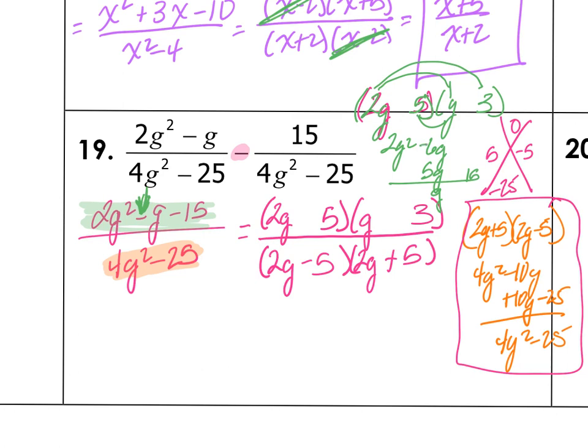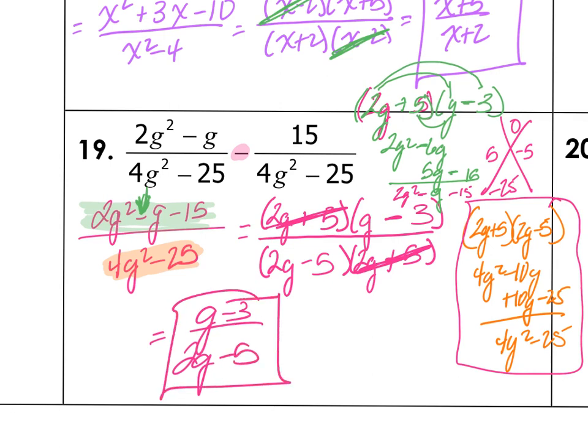Does that mean the 6 is negative or the 5 is negative? Well, the 6 has to be negative. So what did I multiply to get the negative? 2 times 3, so that's going to be negative 3 and positive 5. When I multiply this out, that gives me 2g squared minus g minus 15. That's the only possible way it can give me the right answer. So then I get g minus 3 over 2g minus 5. And there's your answer right there.